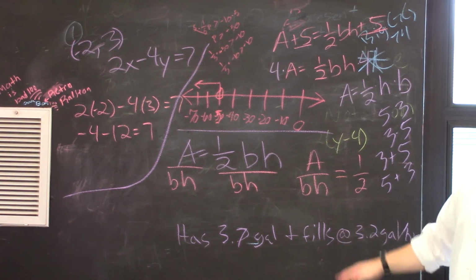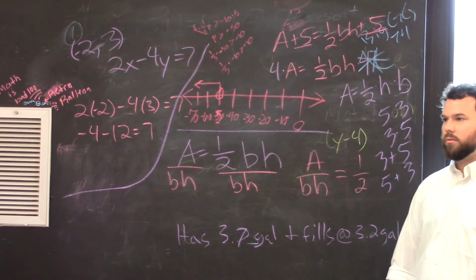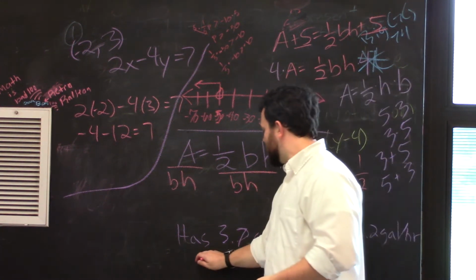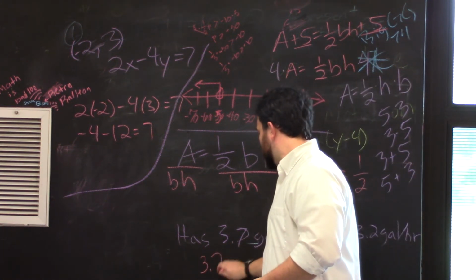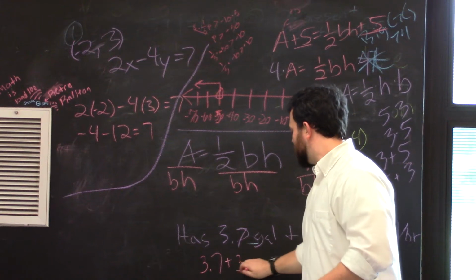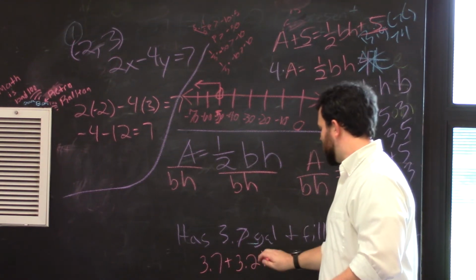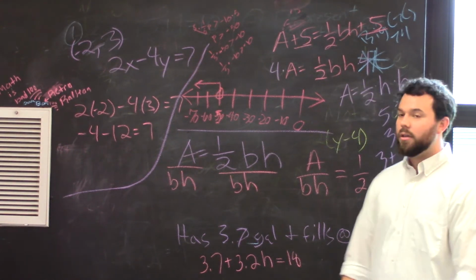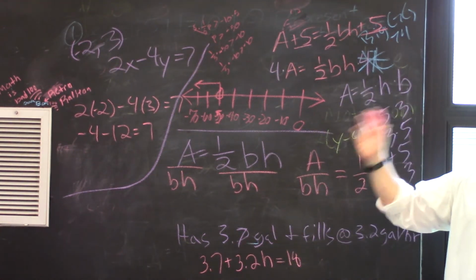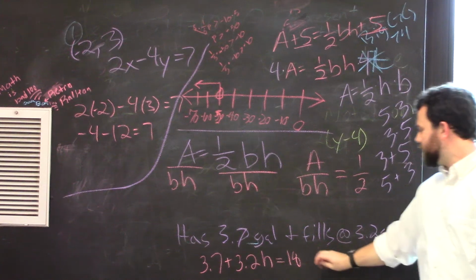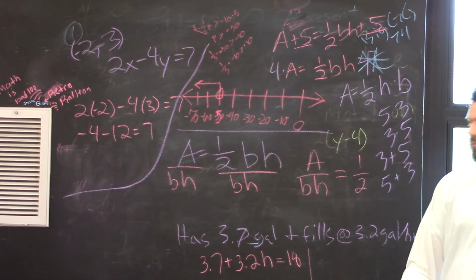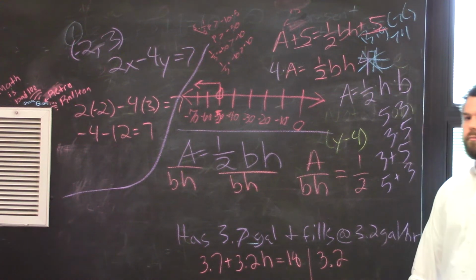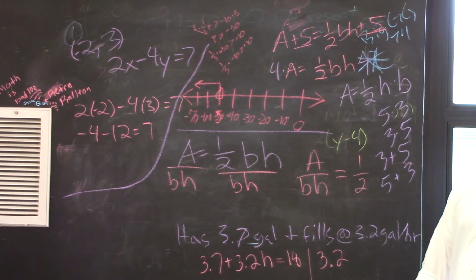How could I write this equation? You can do 3.7, 3.2 H equals H. So let's look at it. Actually, first off, was there anyone who wrote it differently? Kelsey, what'd you get? 3.2. Hold on, I forgot. 3.2 what?